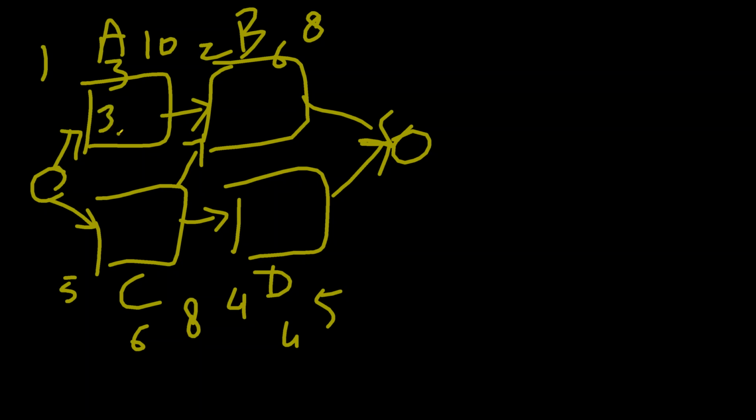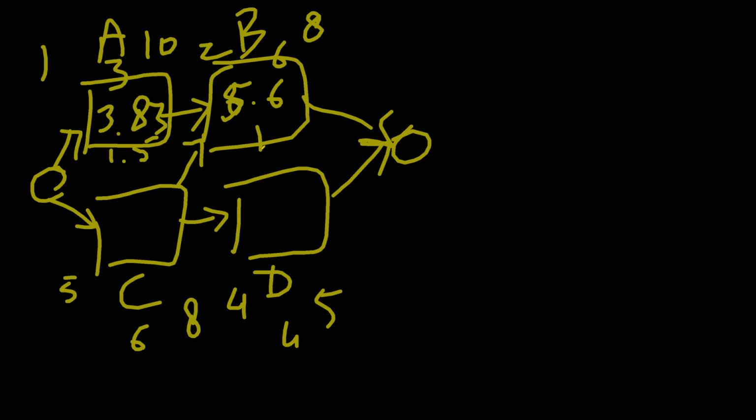So the A was 3.83, and the deviation was 1.5. What about B? 2, 6, and 8: 2 plus 6 into 4 is 24, plus 8 is 34, 34 divided by 6 is 5.6. And what is the deviation? 8 minus 2 is 6, divided by 6, the deviation is 1.